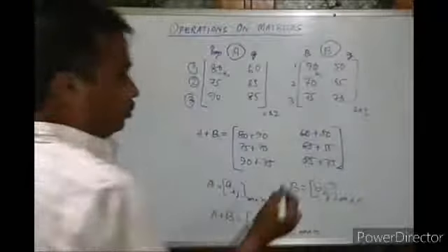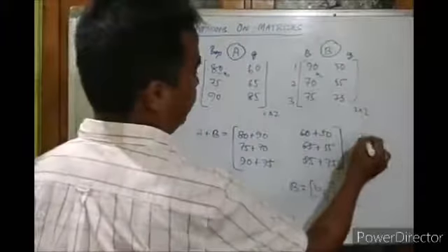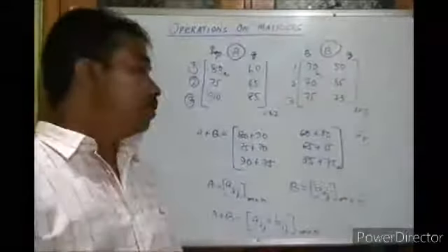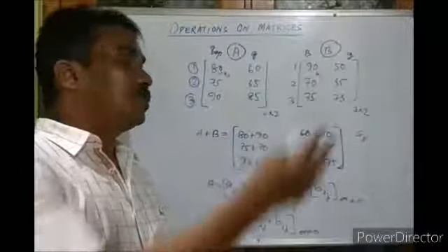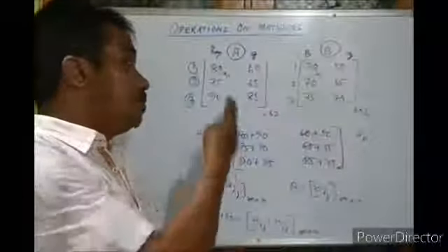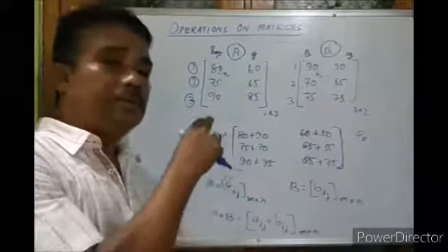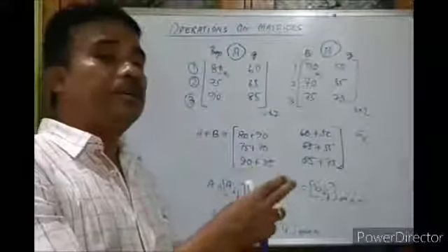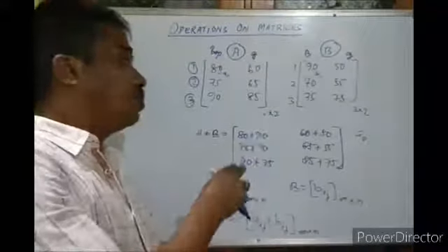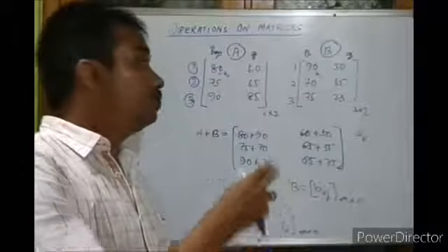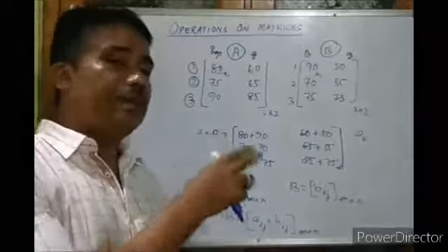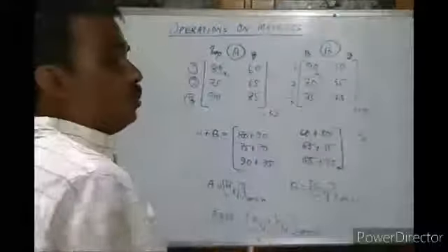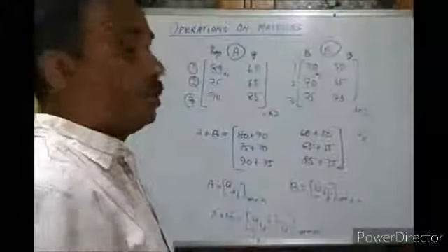So the first row first column element of matrix A will be added with the first row first column element of matrix B. The first row second column element of matrix A will be added with the first row second column element of matrix B. In this way, matrix addition is performed.